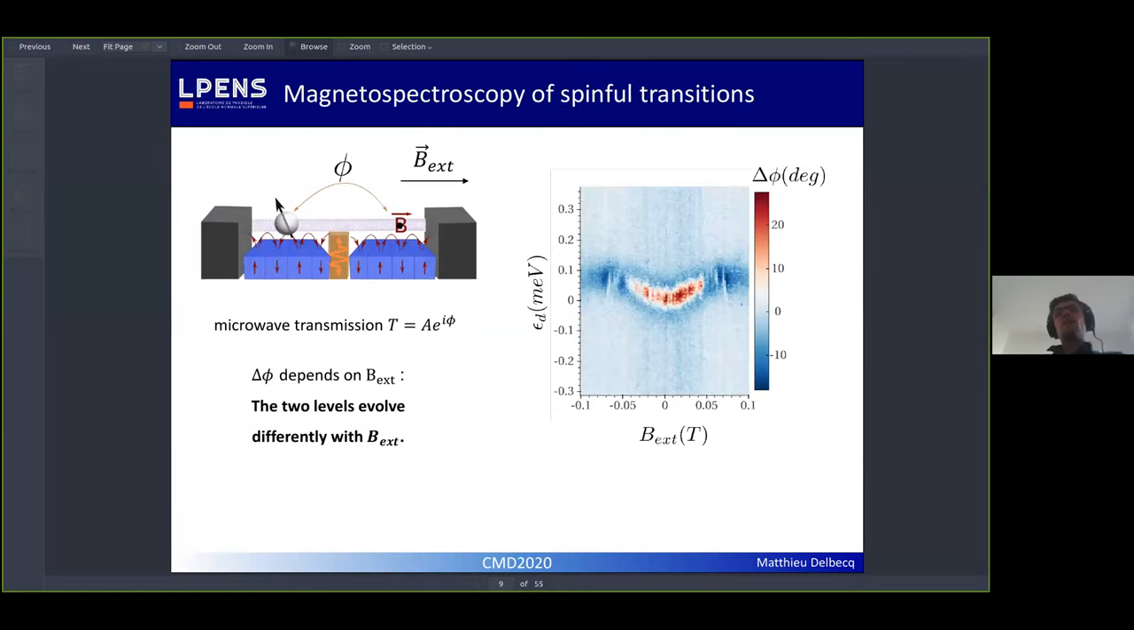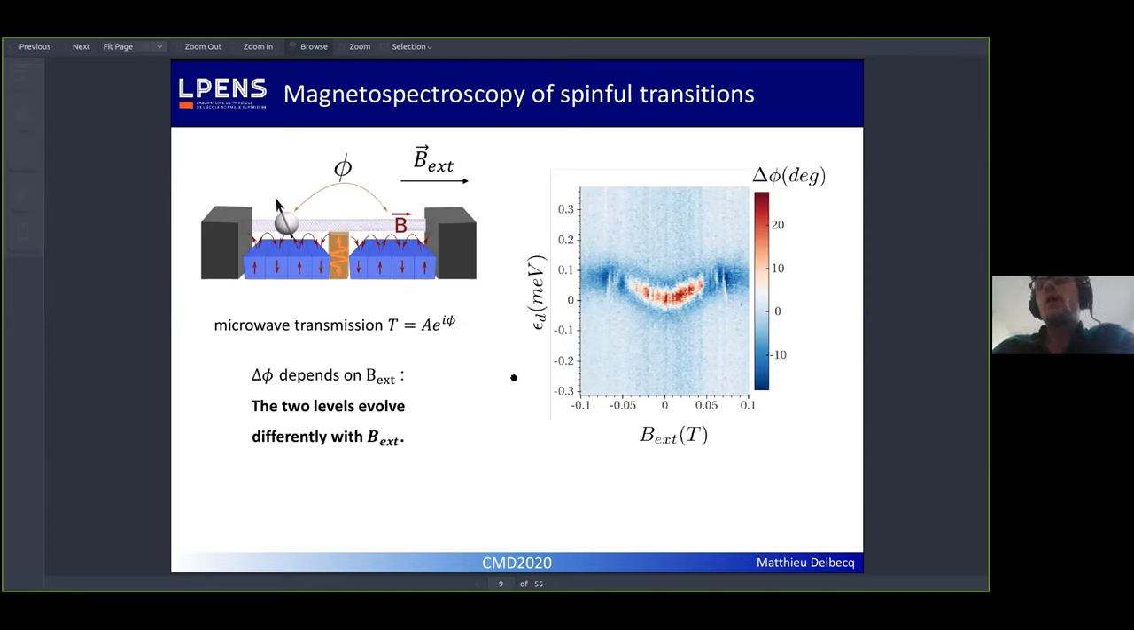So typically, this is the kind of measurement that we realized. We measure the transmitted microwave signal through the cavity, and we measure both the modulation of the amplitude of the signal and the phase. And here I show only how the phase of the transmitted microwave signal changes as we change the parameters of our double quantum dot.